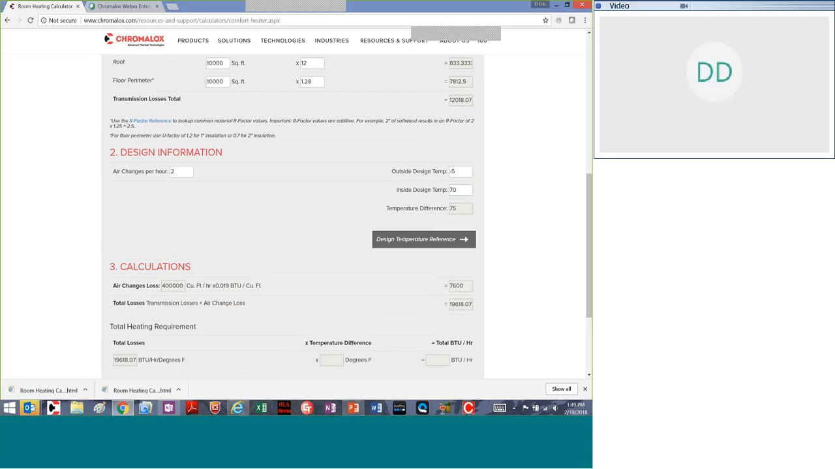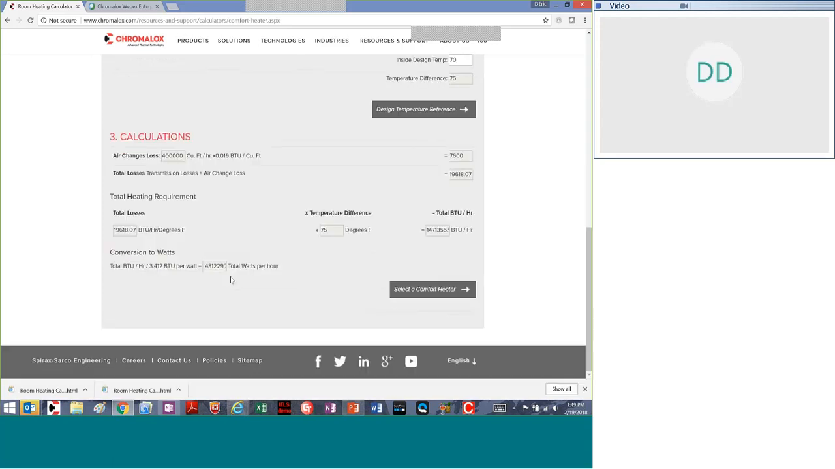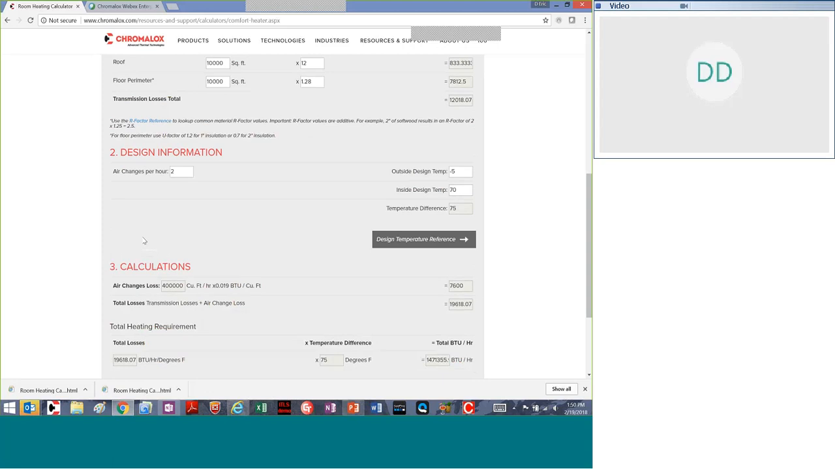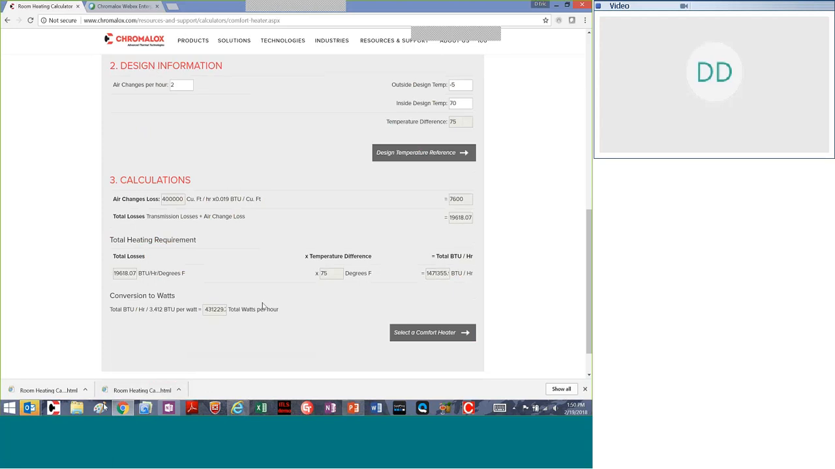Desired temperature 70. Well, that's easy. You come down here, wow, we're already done. Now, 431,000 watts seems like a lot. It really does. And there's certain factors we can always adjust. Better insulation. You can actually show a customer better insulation in this case. More windows, more doors.